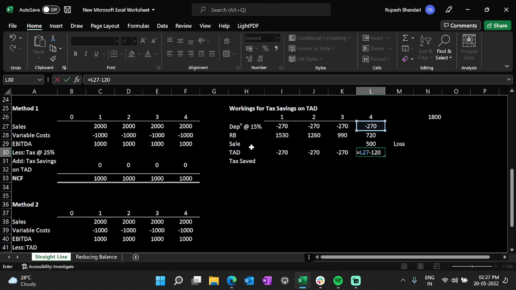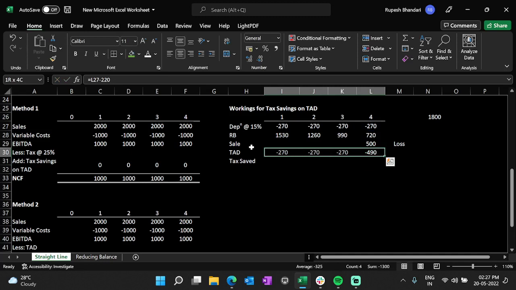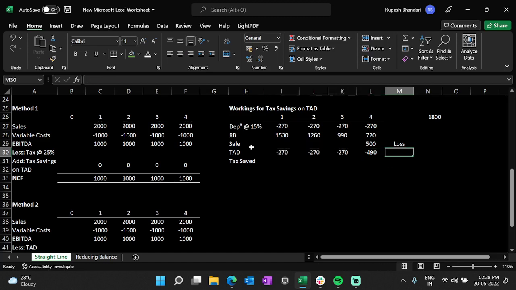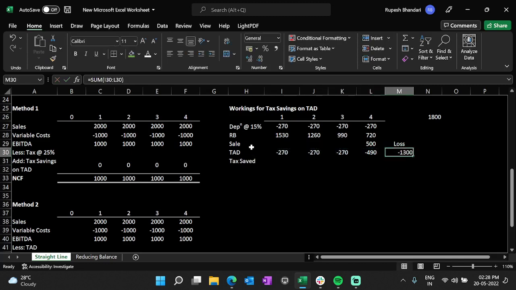Okay, is it 120? 220, 220, right? Let's just compute. Let's just see how much the total will be. It will be 1300, right? Now if I sum it up, there is one way to check it.